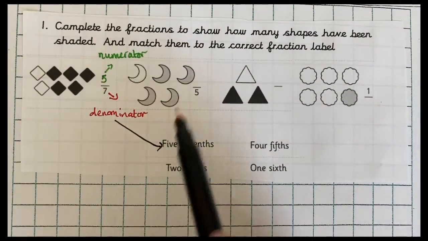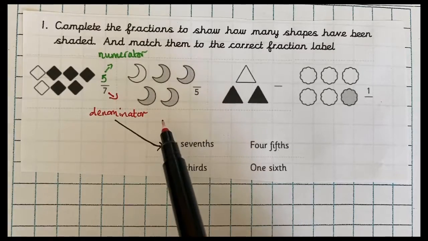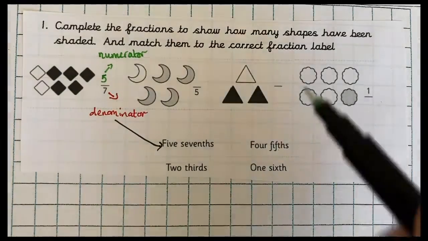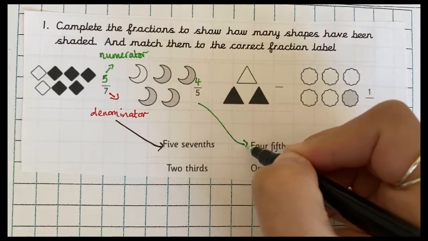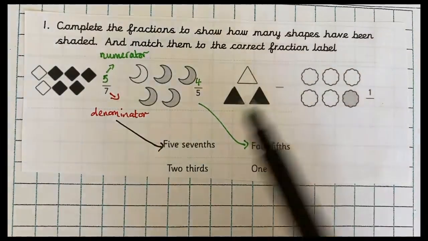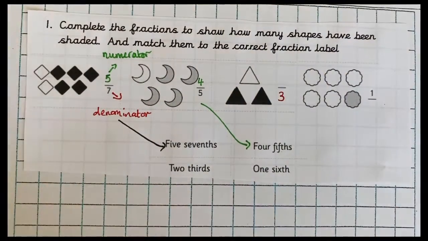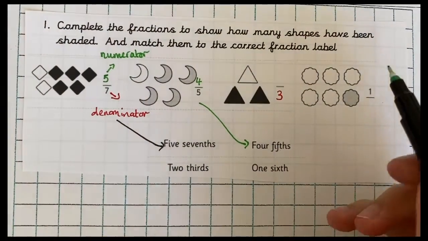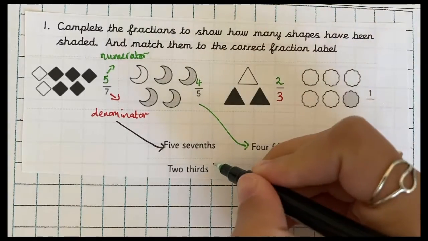Okay, now let's have a look at the next one. So in total we have 5 shapes and we have 4 shaded in, so 4 out of 5 or 4/5. Let's look at the next one. How many shapes do we have in total? We have 3, so that's the denominator. And out of the 3, 2 are shaded in. So 2 out of 3 or 2/3 are shaded in.